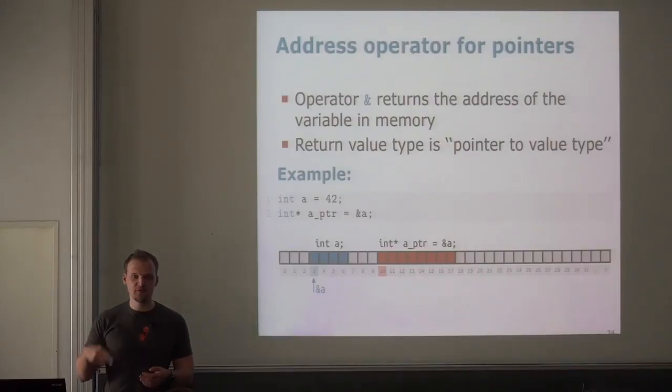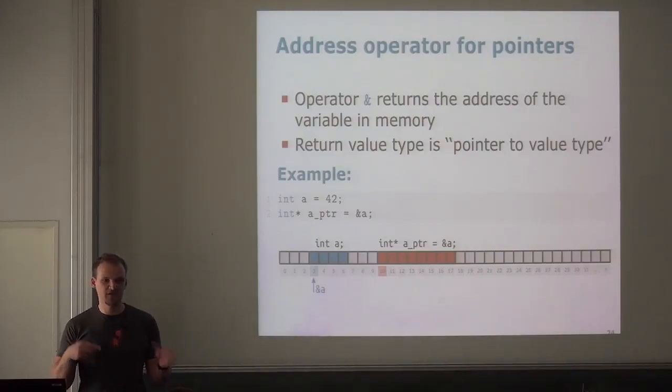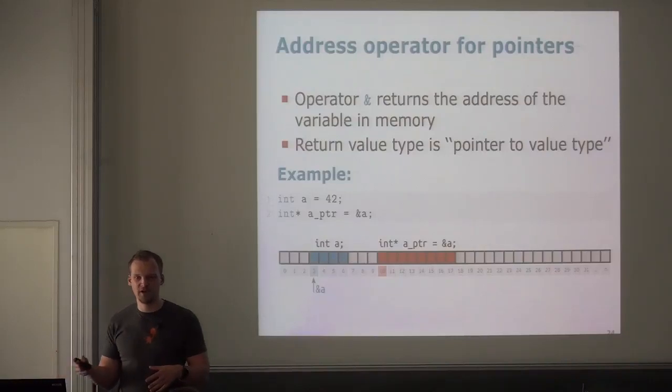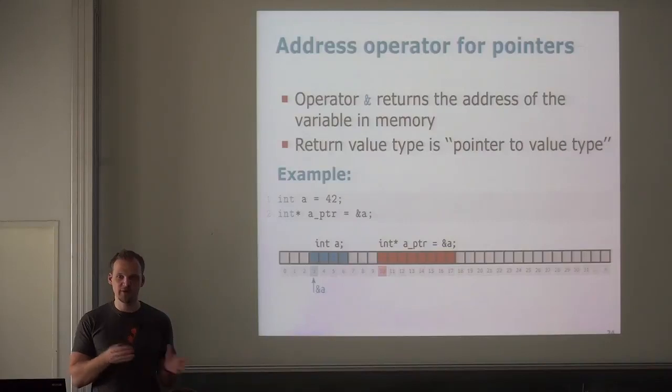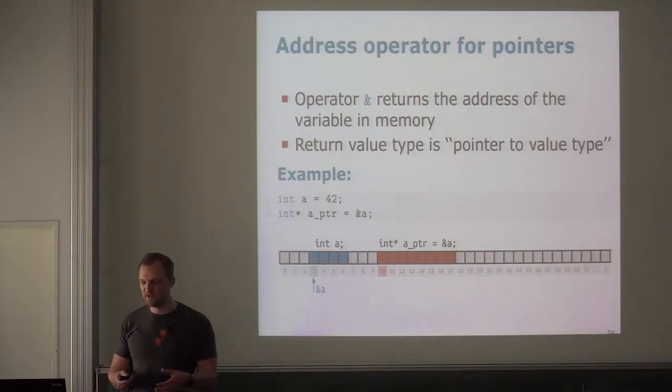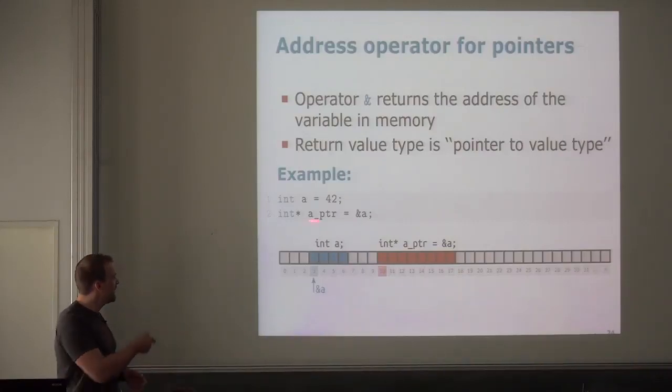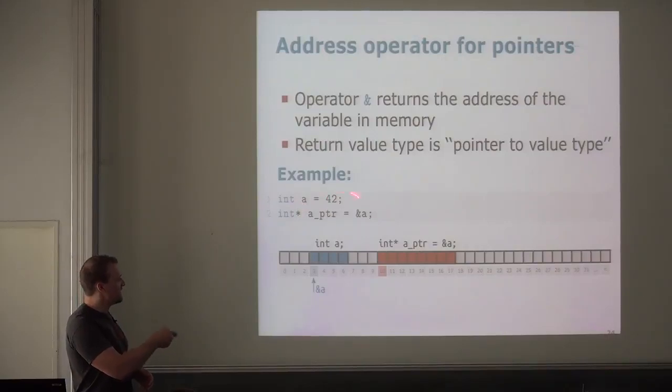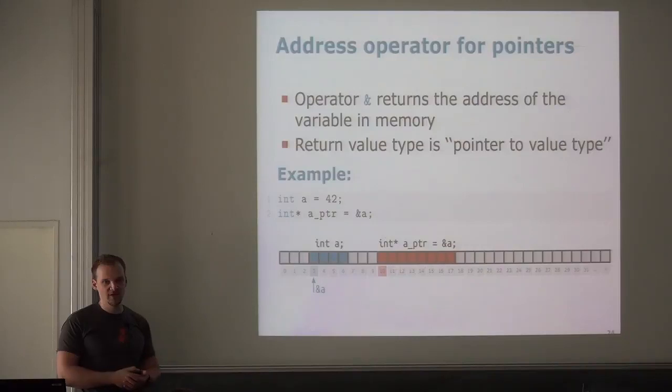If you put it before your variable, so not after a type, but before a variable, it's going to return the address of this variable. So wherever it lies in memory, it's going to return its address. So for example, if I create an integer a and then I create a pointer to an integer, a pointer, I can set it to the address of this integer. How does it look in memory?